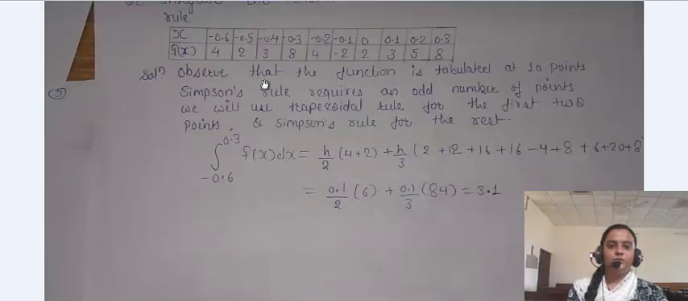Here, first of all, we can observe that the function is tabulated at 10 points. Simpson's rule requires an odd number of points.